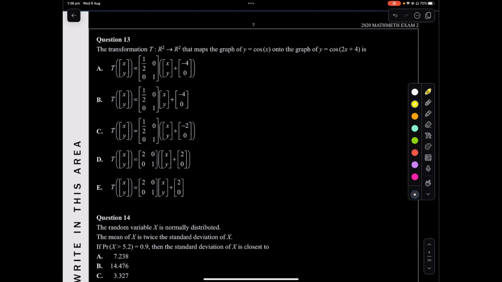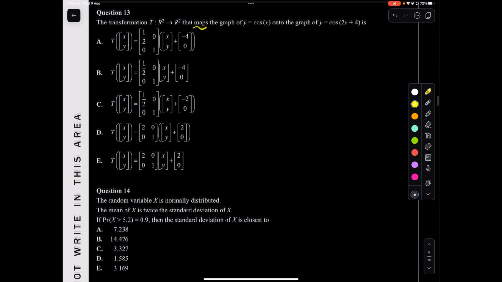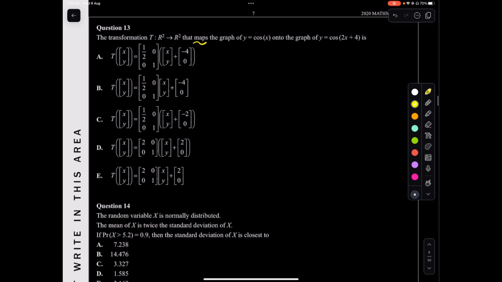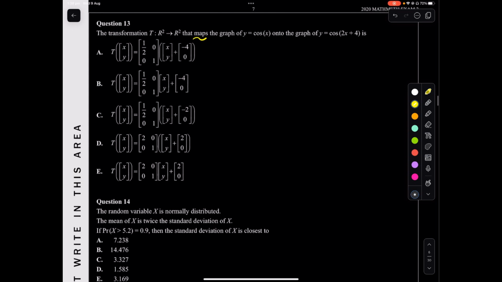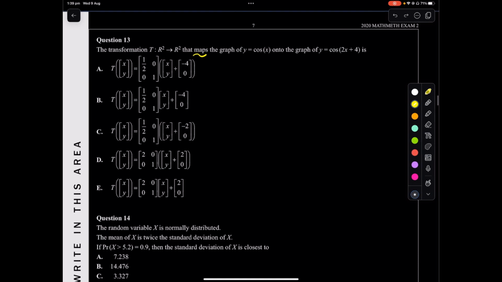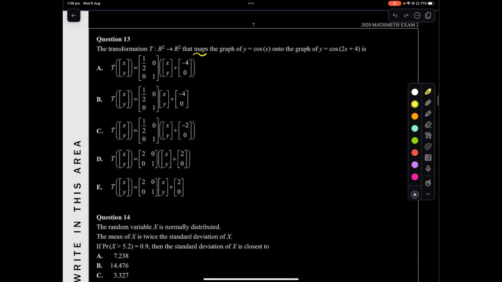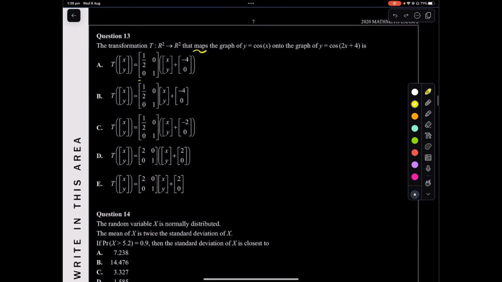Okay, question 3. The transformation that maps, just think of maps as transforms, the graph of this onto the graph of this is what? Let's look at the answers. These are all different. Some are bracketed, whereas others are squared. The bracketed ones you have to multiply, this by that and this by that. So let's try the first one over here.